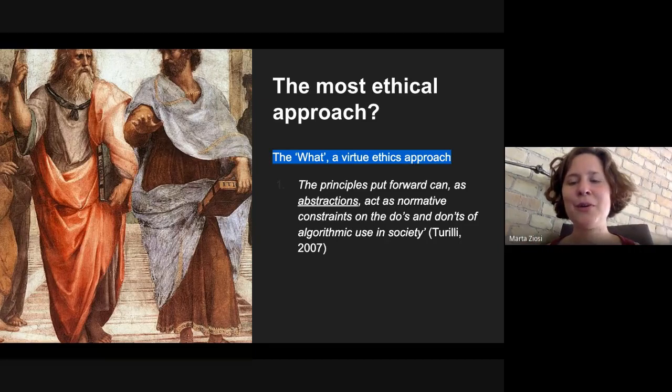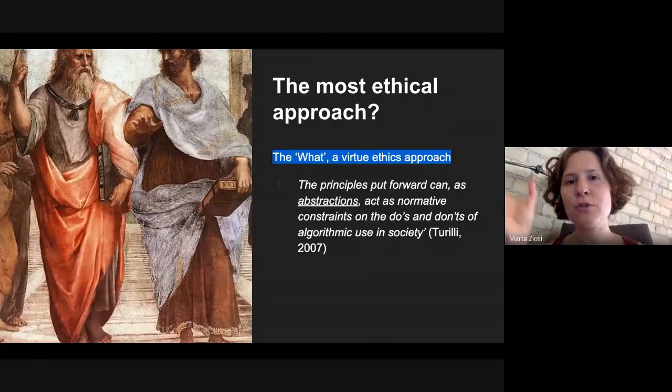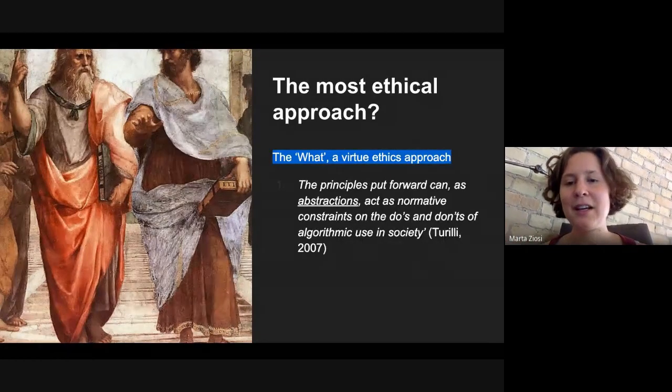What does that entail? I found some definitions which I think are quite nice to present what a virtue ethics approach would translate into when we talk about AI ethics, in case we just focus on the values. It's the principles put forward, and I ask you to think about these ethical AI principles that are being published now. We're going to see them later on, where we're just saying an AI should be fair, explainable, et cetera. Those principles can, as abstractions, act as normative constraints, I mean like should and should not, the do's and don'ts of algorithmic use in society. I found this to be a good way of translating virtue ethics into AI ethics in the what approach.